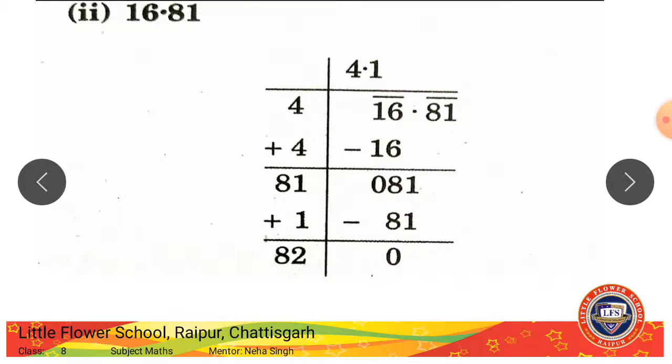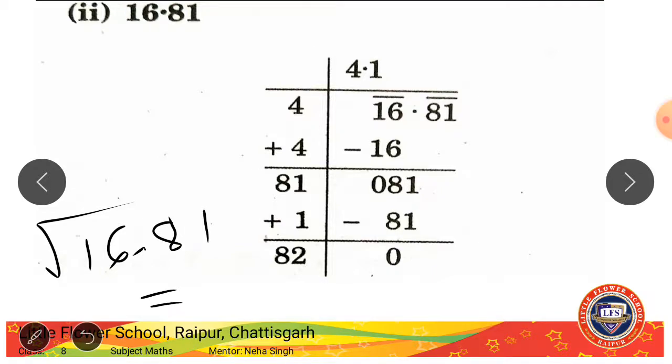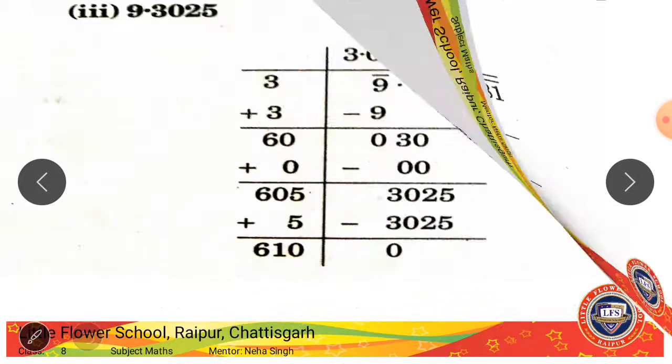Now we have 8 here. What should we multiply? Obviously 81, 1 ones are 81. So we will write 1 ones are 81. And we will subtract, the answer is 0. This 1 we are going to add here, so here it is 82. What is our answer? What will we write here? Square root of 16.81 is, what is the answer? 4.1. Okay.